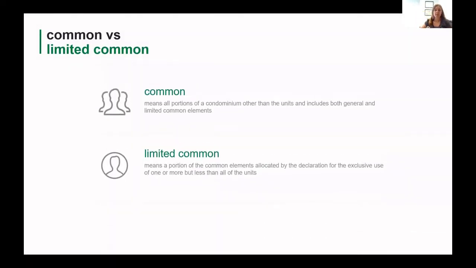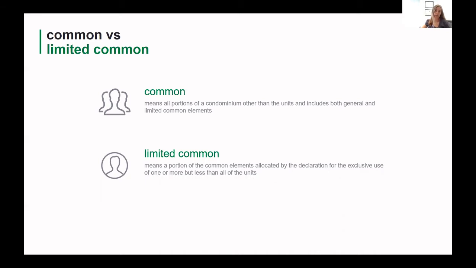Now, when we say common, what exactly do we mean there? There's common and there's limited common. Really, a common element means all portions of a condominium other than the units, and it includes both general and limited common elements. So basically anything on the property other than the actual units themselves. Limited common is a type of common element, but it means that a portion of those elements are allocated by the declaration for the exclusive use of one or more, but less than all units.